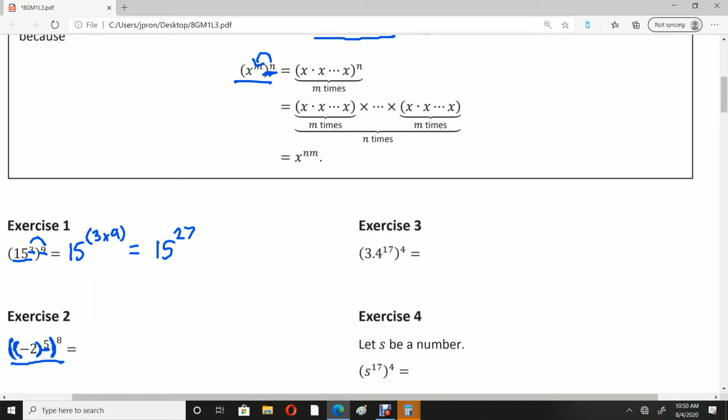Now, since we have another set of parentheses right here and we have another power that we're raising it to on the outside, we multiply the inside exponent with the outside exponent, and -2 stays our base, and we multiply the exponents 5 times 8 to get -2 to the 40th power. 5 times 8 is 40, right?